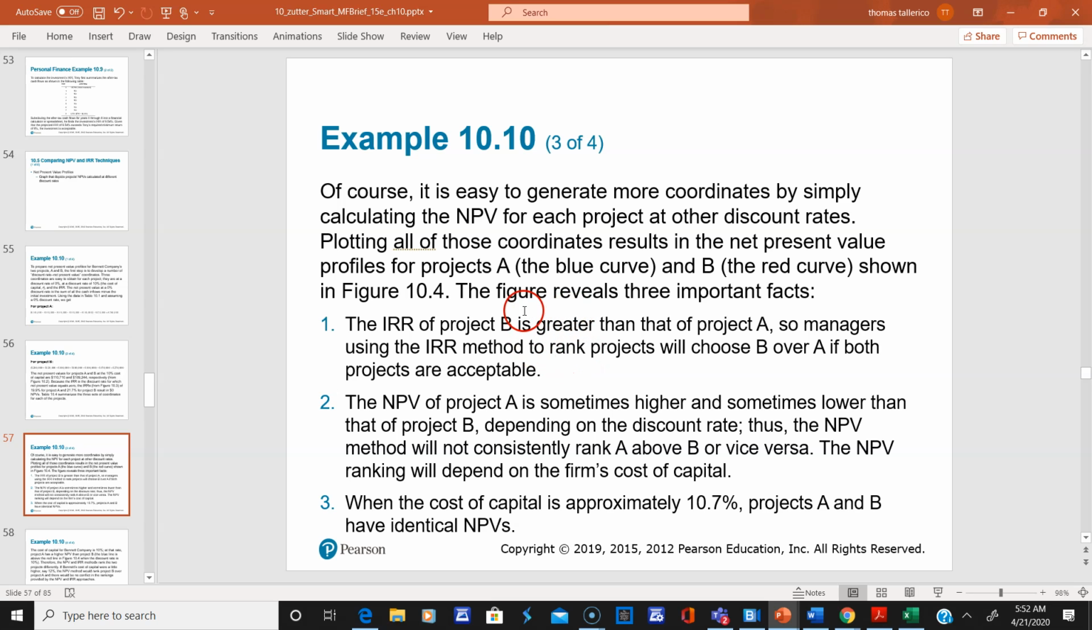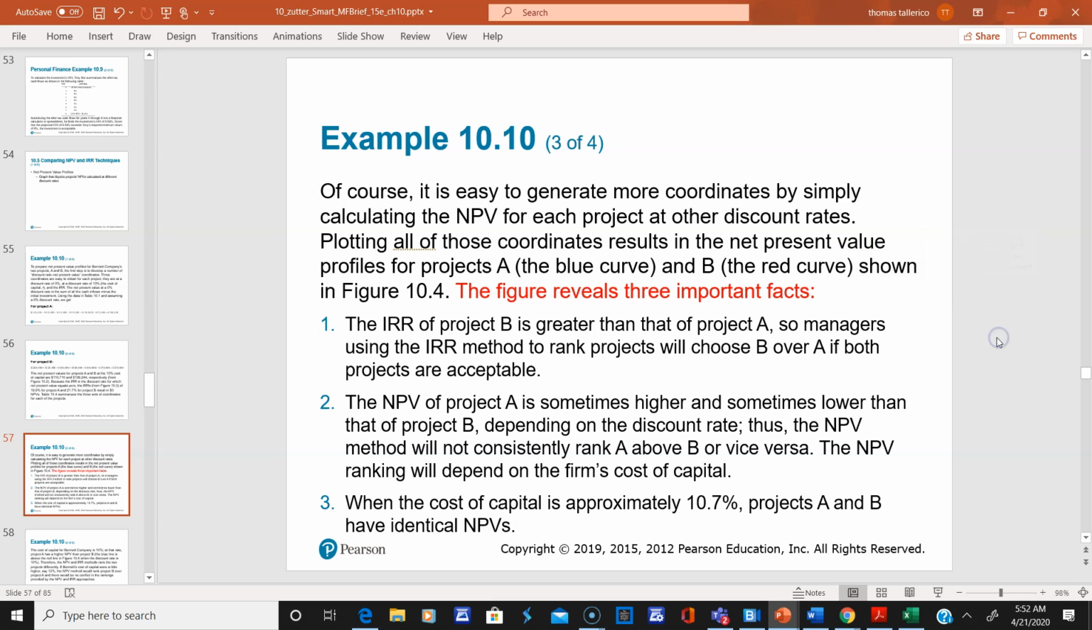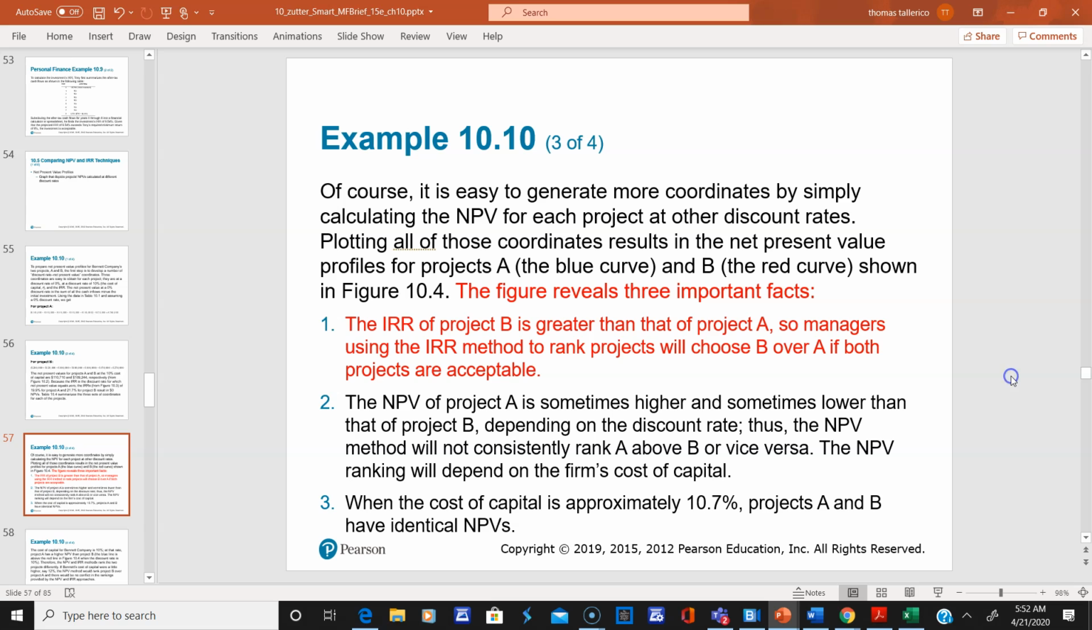All right, so this is important here, okay? There are 3 important facts. The internal rate of return of project B is greater than that of project A. So managers using the internal rate of return method to rank projects will choose B over A if both projects are acceptable, okay? That's pretty obvious already, right?